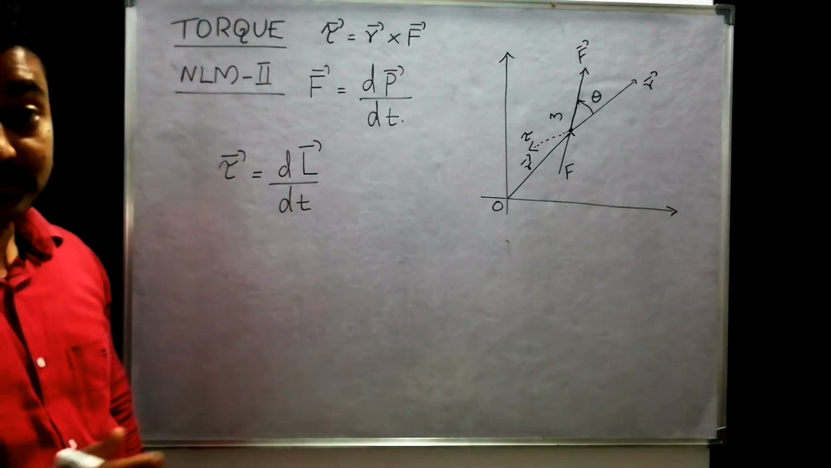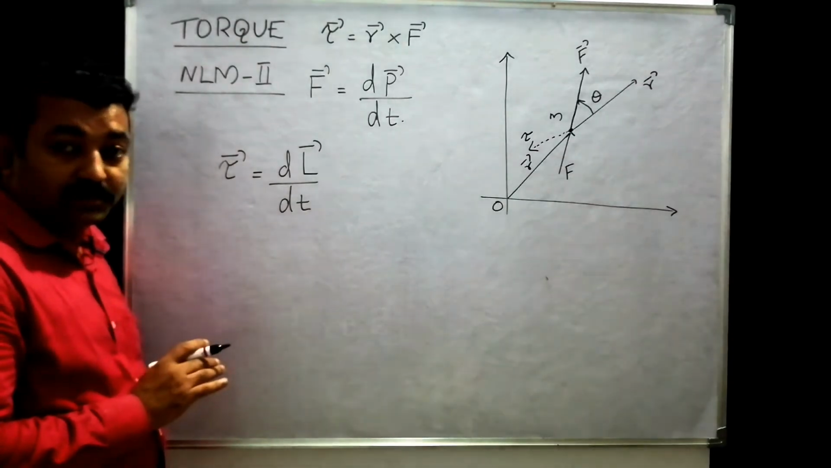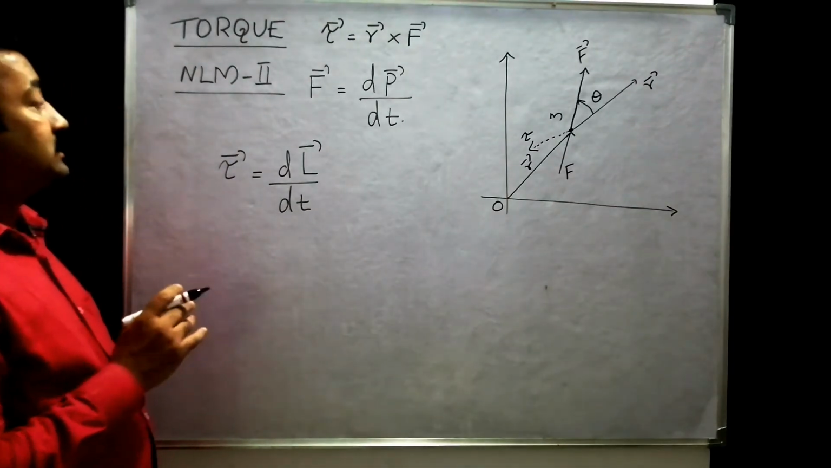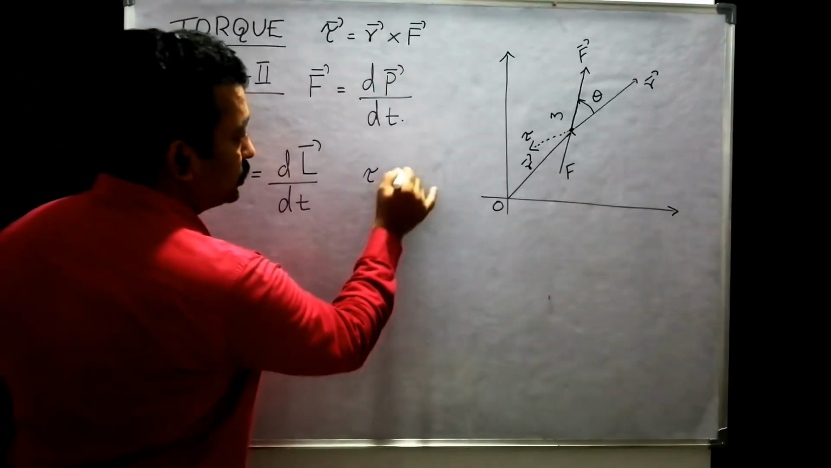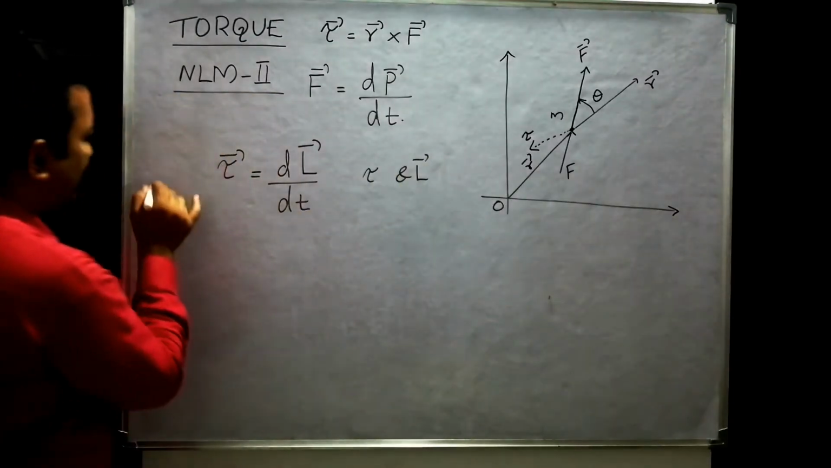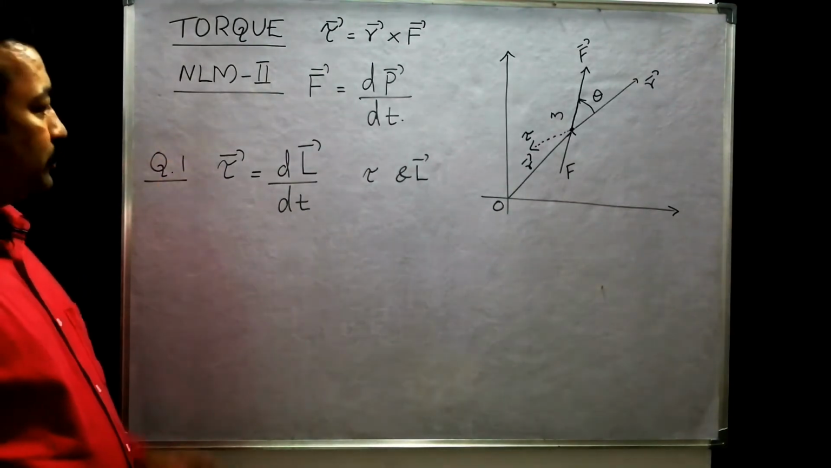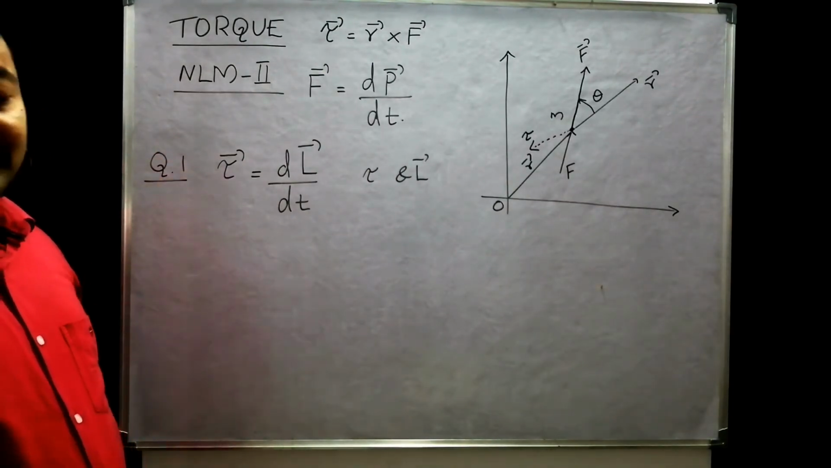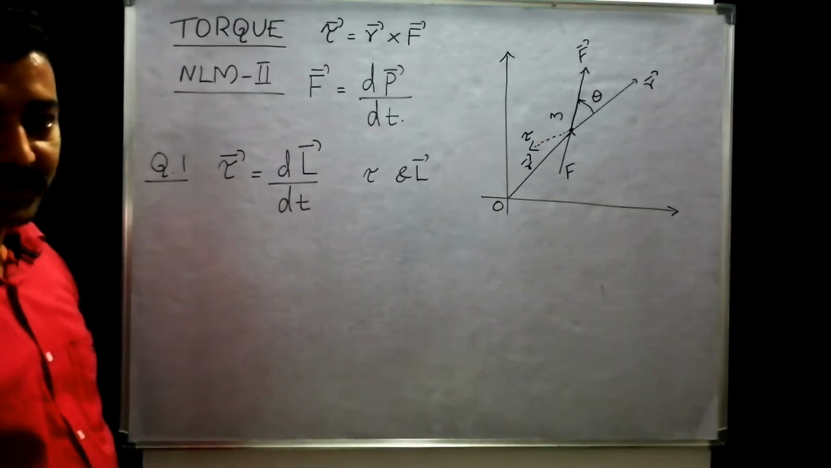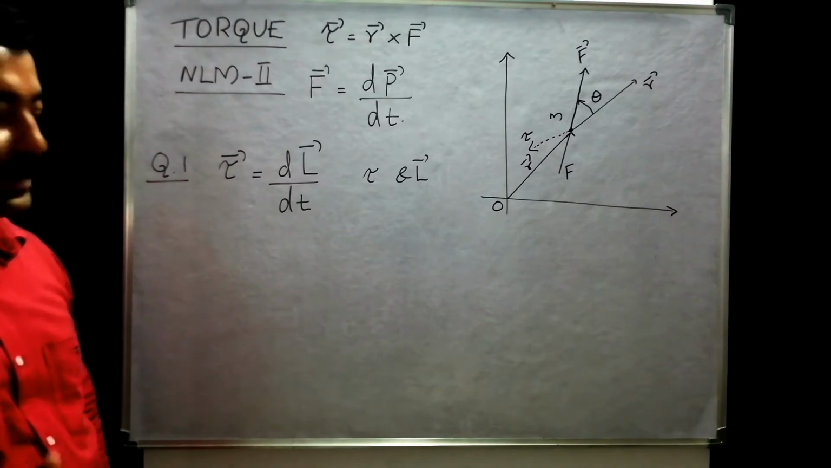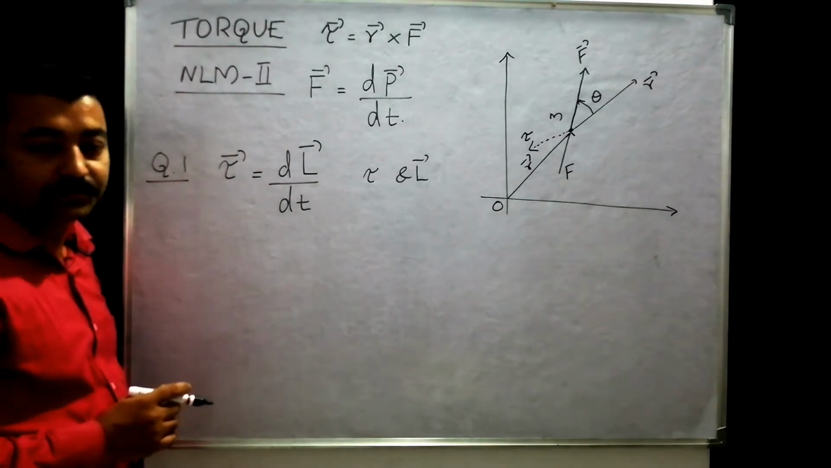Let us see whether this is matching with our expression, whether it suits with that. This can be asked as a question like, what is the relationship between tau and L? It can be a question for you. Or prove that tau is equal to dL by dt. Let us see whether it matches with that expression or whether we can have this kind of an expression.